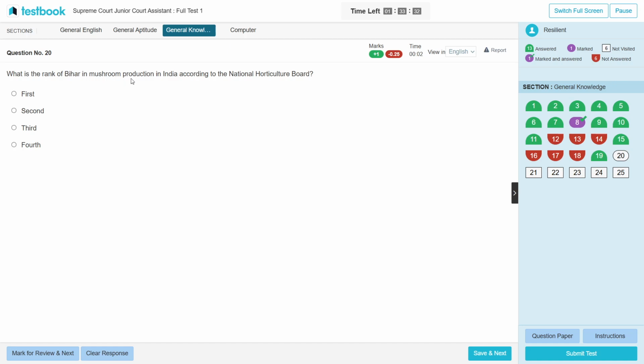What is the rank of Bihar in mushroom production in India? Indian Institute of Economics. King Ashoka donated the Lomas Rishi cave to which river?